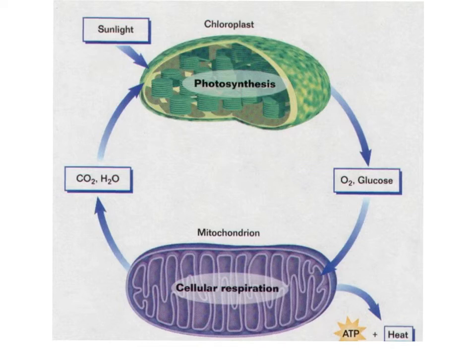So since photosynthesis and cell respiration are opposite processes, and we can see here this cyclic component, they form a cycle that keeps the levels of our carbon dioxide and our oxygen fairly constant in the atmosphere, which keeps the atmosphere in a livable form for both plants and animals.